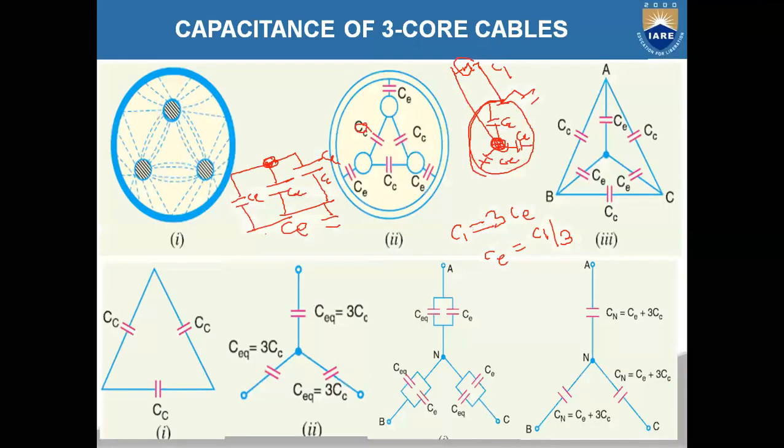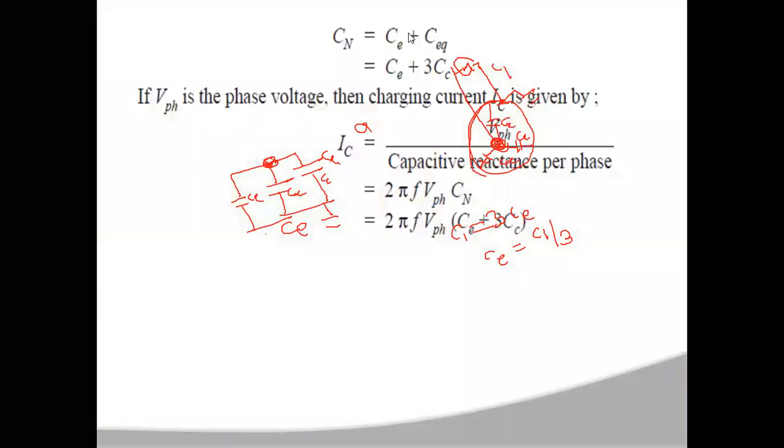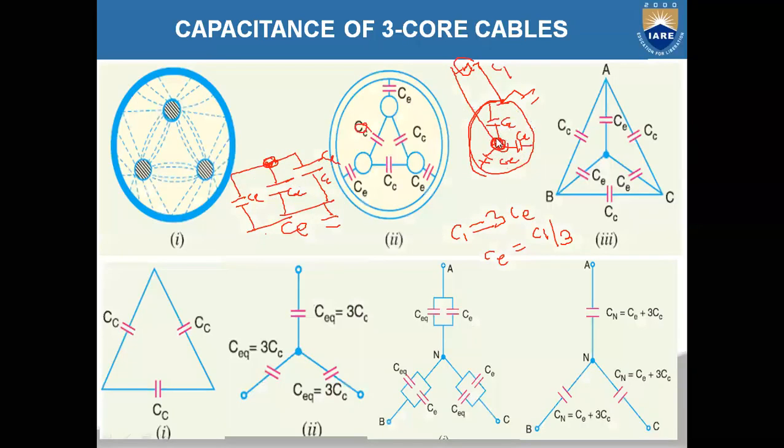So for measuring this Ce value, you have to bunch all the three cores together, and between the bunched core and your earth, which is the sheath, you have to connect your measuring meter. This measuring meter will show some value, let us call it C1. C1 will be the measured value, and it will be equal to the total equivalent capacitance of these three, which is 3 Ce. So C1 becomes equal to 3 Ce, and from this expression you can calculate Ce as C1 by 3. This C1 is the capacitance measured by your measuring meter. Right, now you got the Ce.